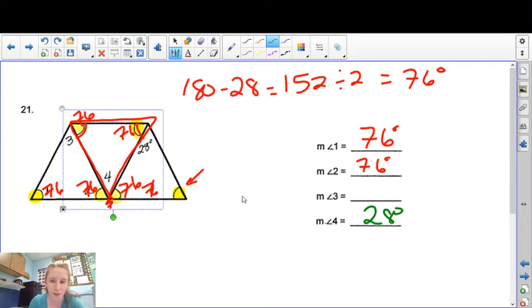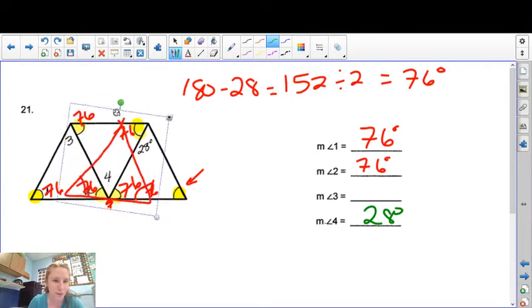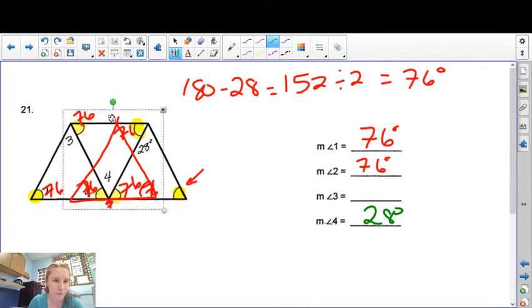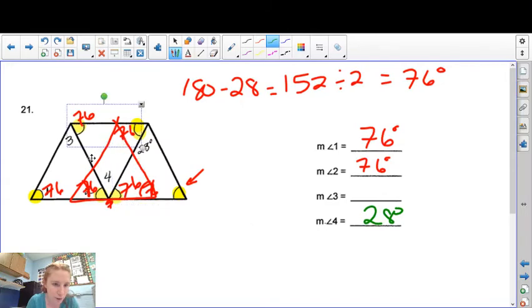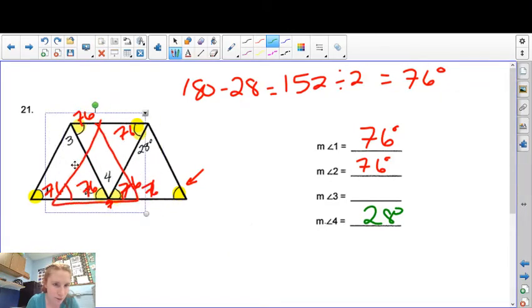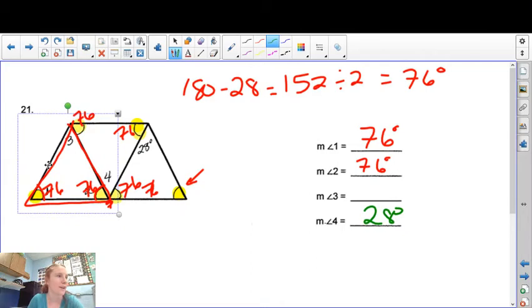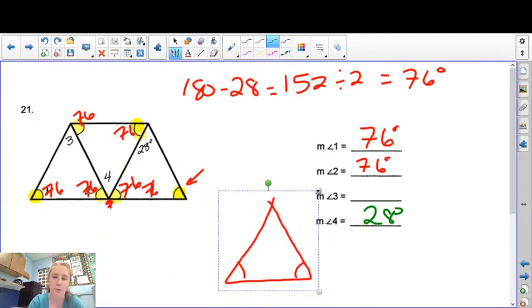And then if I, where's my mouse? Flip it a third time. Aw, poo. Where's my red triangle at? Here it is. Move it here. Angle 3 also has to be 28.